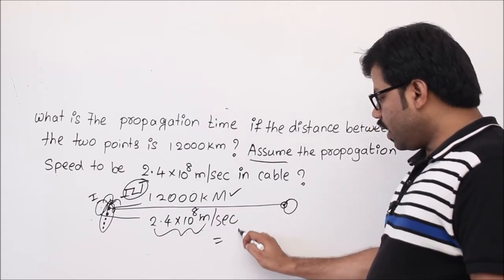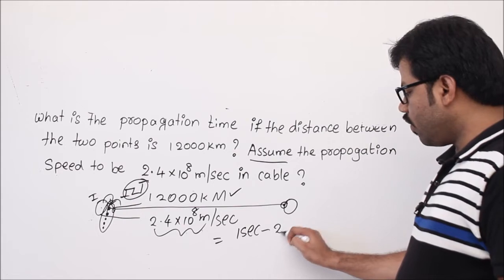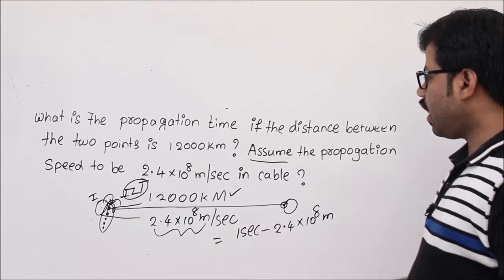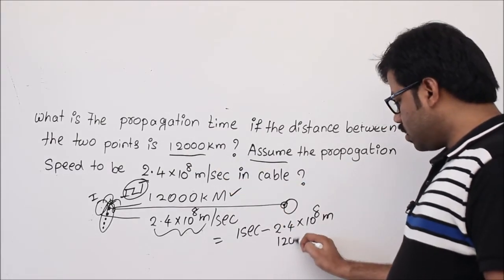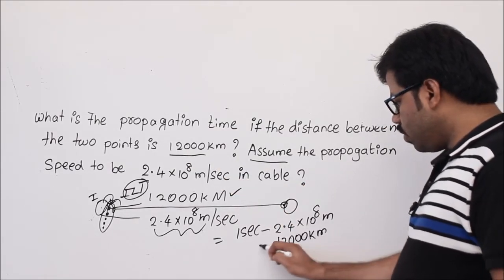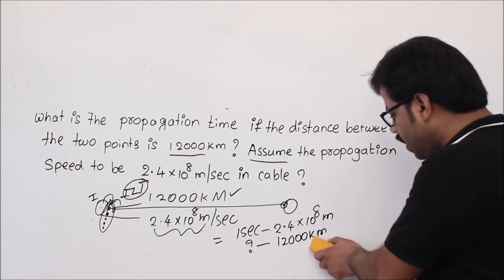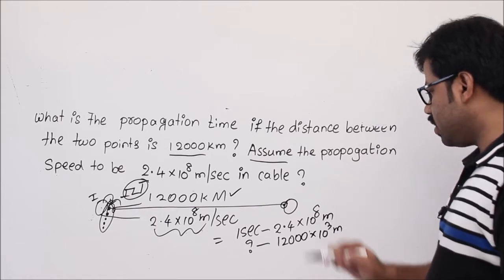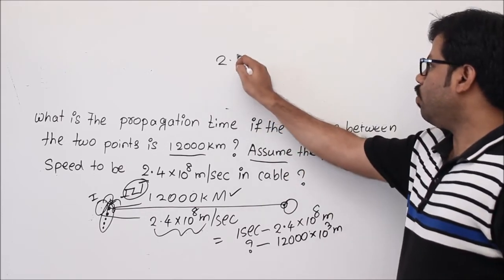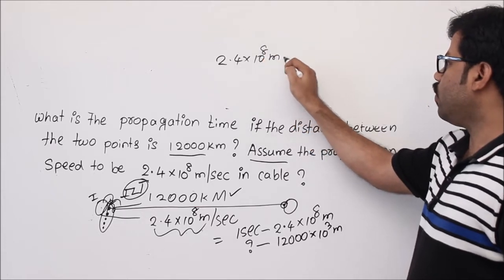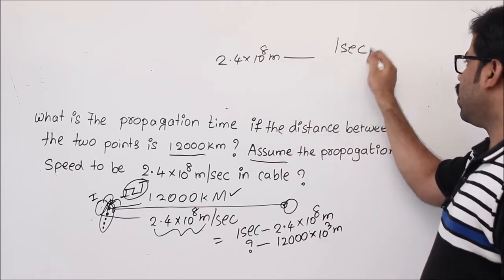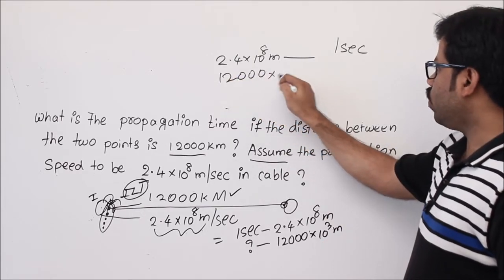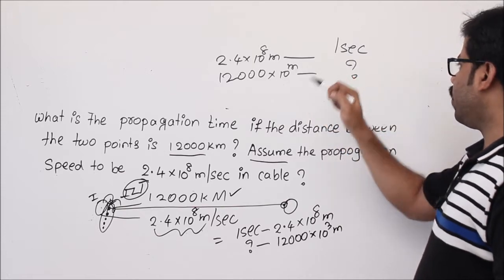Mr. Signal, if I give you 1 second of time, you are going to travel 2.4 into 10 to the power of 8 meters. I understand. But I have to travel only 12,000 kilometers. Then for that, how much time do you require? See, kilometers have to be converted to meters for uniformity. So it is 10 cube meters. Now the problem is reduced to: 2.4 into 10 to the power of 8 meters, if you want to travel, then that signal requires after all 1 second. But here 12,000 into 10 cube meters has to be traveled. Then how long will it take?